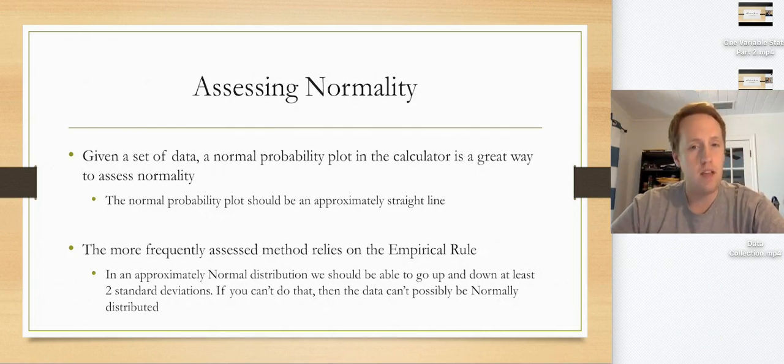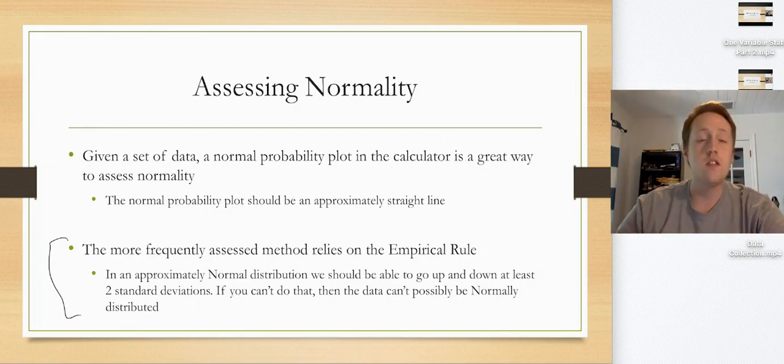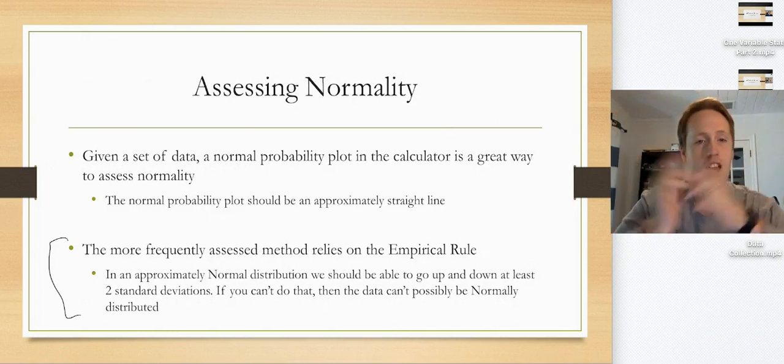Now, we don't use that method that often. What we use more often is we rely on the empirical rule. Because the empirical rule says 2 standard deviations out, I've got 95% of the data. So if I can't go 2 standard deviations in both directions, this data can't be normal.